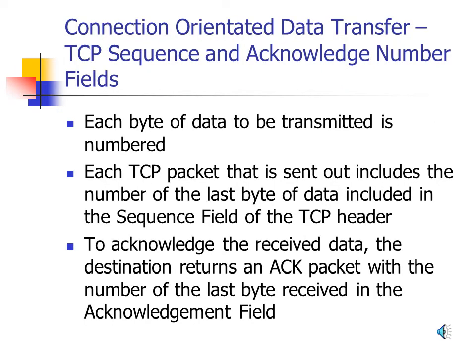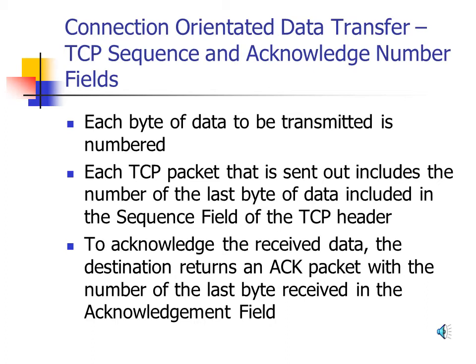Connection-oriented data transfer. The TCP sequence and acknowledgement number fields. TCP will receive data from the application to be transmitted. Now, in some cases, this data will need to be segmented into smaller packets. In any case, what TCP will do is assign an incrementing number to every byte of data that's going to be transferred. Then, when TCP is going to transfer the data, it will take the data, put it in the TCP packet, and then take the number of the last byte that's included in the data to be transferred and place it in the sequence field of the TCP header.